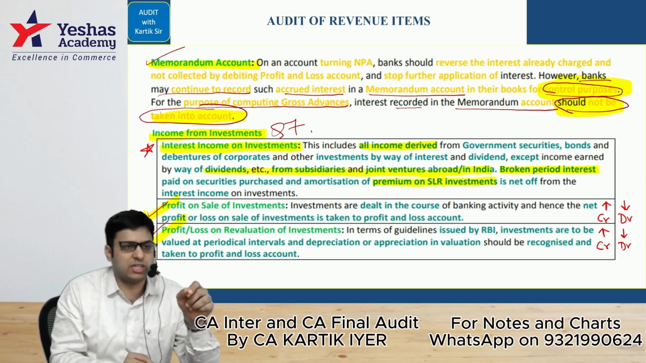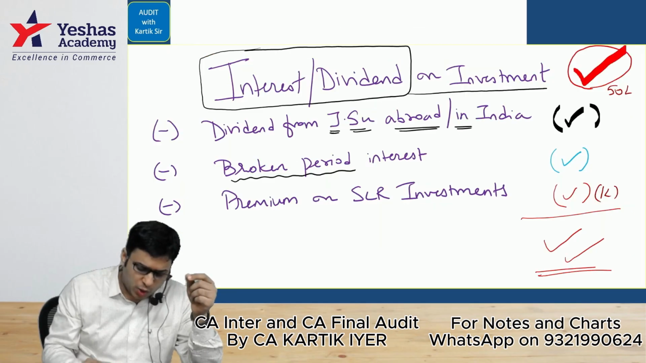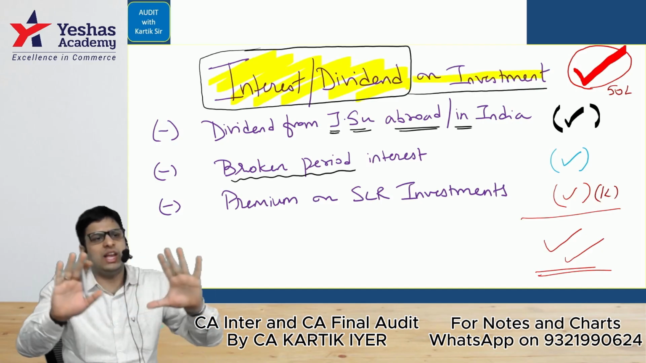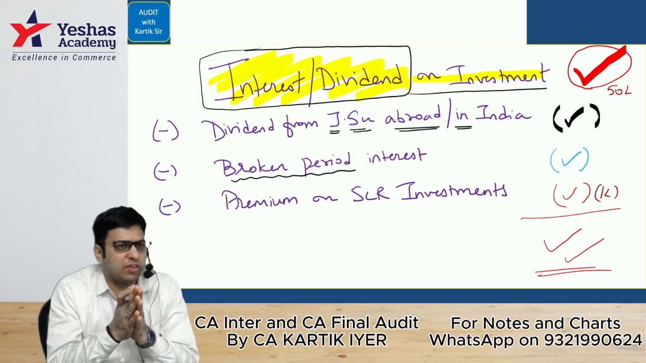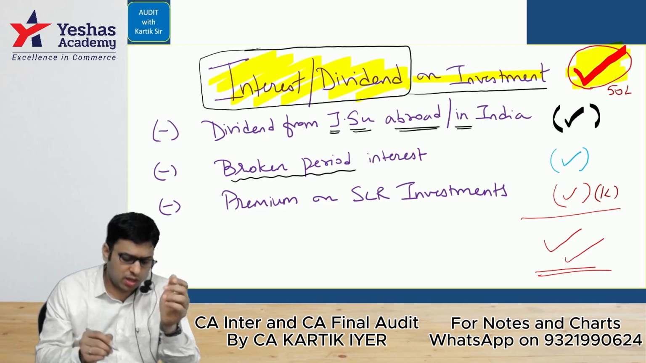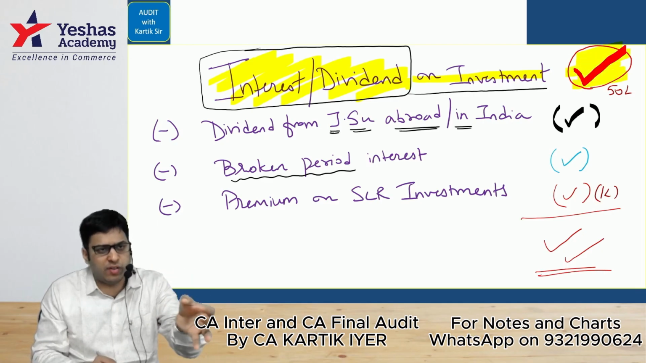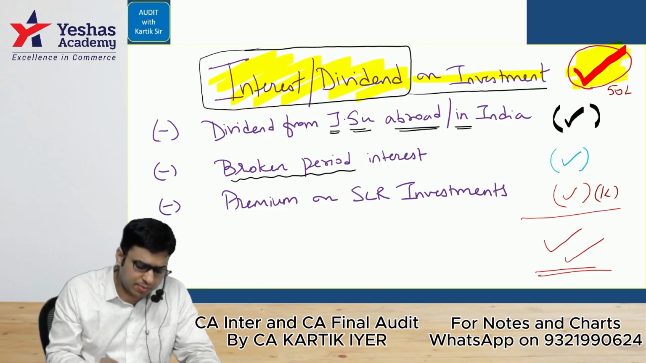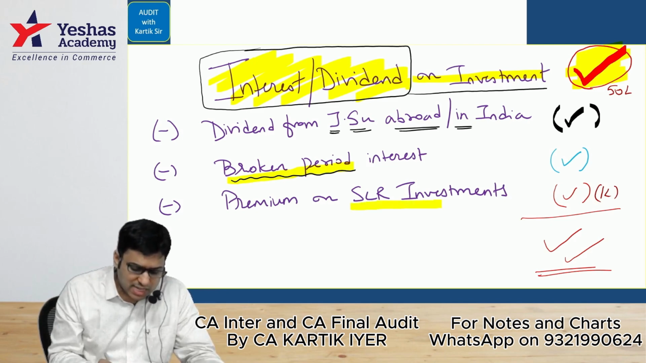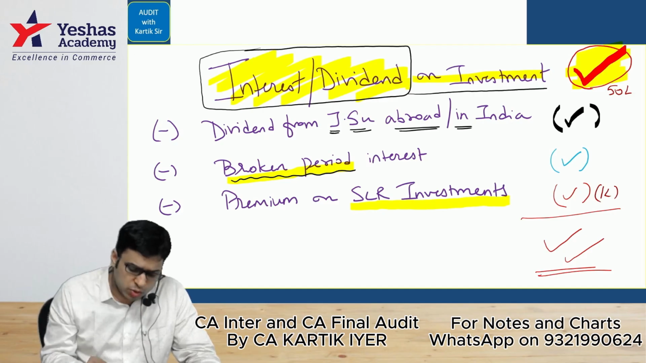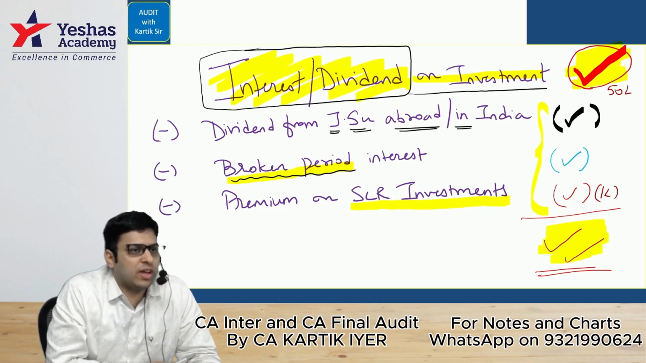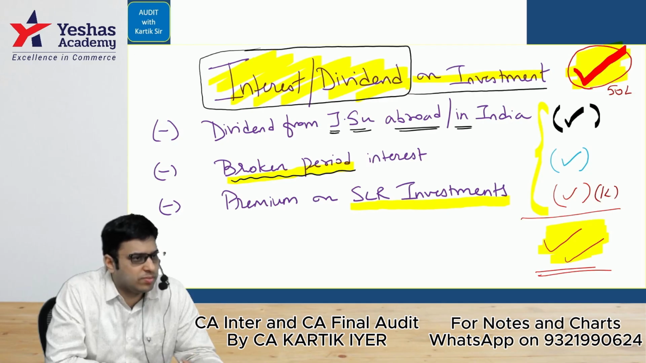Interest income on investments. In that case, I taught you this table. I told you, take interest or dividend on investment for all income that you have earned in this manner. Interest or dividend we should take first. That goes in our big red tick mark there. Now you will subtract 3 things. Dividend earned from joint ventures or subsidiaries abroad or in India, you will take that. You will subtract broken period interest, and you will subtract any premium that you have earned on SLR investments. You will subtract these 3 items and you will get the value here. This completes our audit of revenue items. Are you there with me, yes or no? Comfortable to understand this part here?